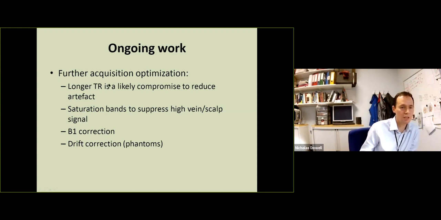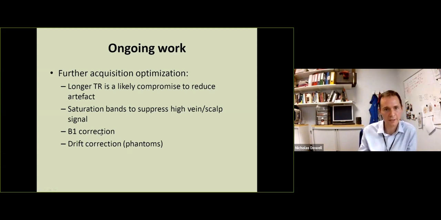We need to reduce some of the image artifacts. So what we probably end up doing is lengthening our repetition time, because this is a good compromise that will allow us to get the same sort of standard deviations of the means that we're seeing with the VIBE technique, but hopefully without the artifact that could cause some of these edge effects. Also looking at how to maybe apply saturation bands to reduce high signal from the scalp and the blood in that vein, and then applying a robust method for B1 correction and drift correction using phantoms will all be advantageous, whilst hopefully trying to avoid the introduction of any other errors.